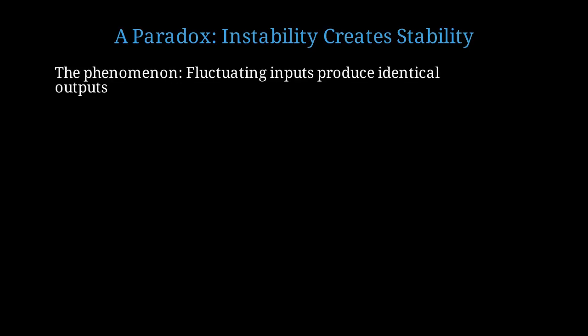Welcome to this fascinating scientific lecture on the Digital Droplet Paradox, one of the most counterintuitive phenomena in microfluidics. Today we're going to explore a remarkable paradox. How can chaotic, unstable flow conditions produce perfectly regular, identical droplets? The phenomenon is striking. Even when feeding conditions fluctuate wildly, microfluidic droplet generators produce droplets that are essentially identical.